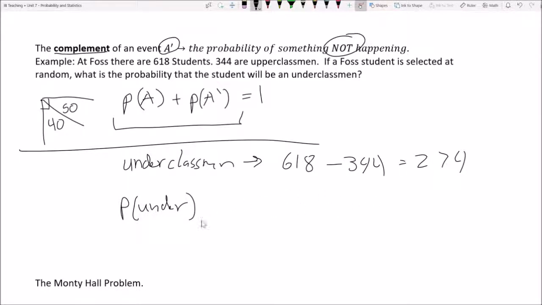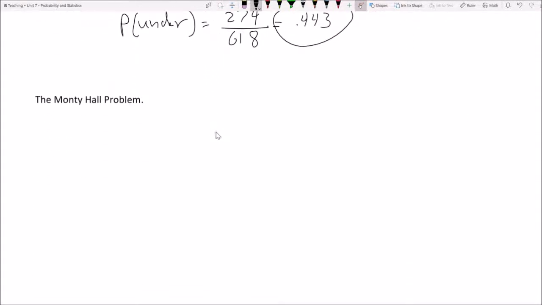So if we want the probability of that, I'm going to put probability of under, we would think how many different ways are there to pick an underclassman? Well, there's 274 ways because there's 274 of them out of the grand total of how many? 618. And I'm not going to spend the time in this video to simplify that. You could if you wanted, but that's the probability. I will turn it into a decimal. So 274 divided by 618, and that is 0.443 is how we would round that. So that is the probability, a little bit less than 50% likelihood, 44% likelihood of selecting a student that is an underclassman.